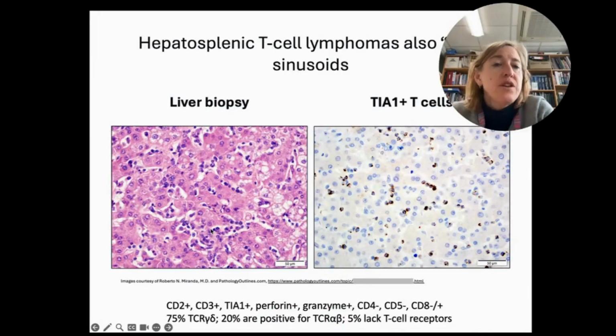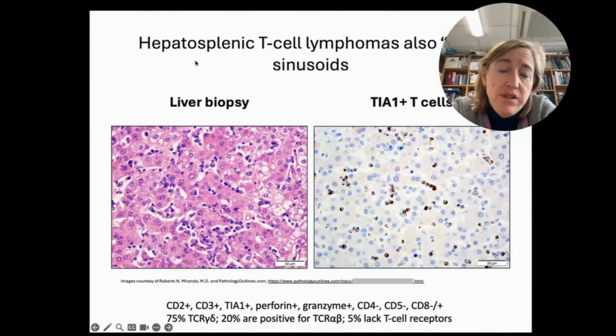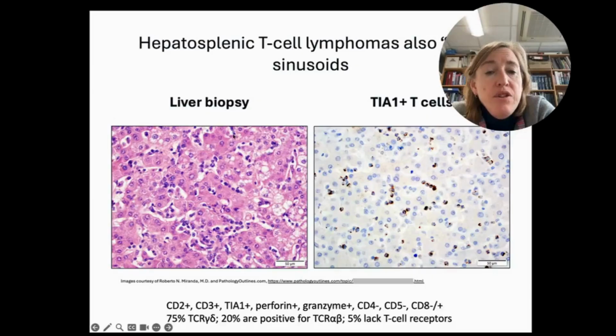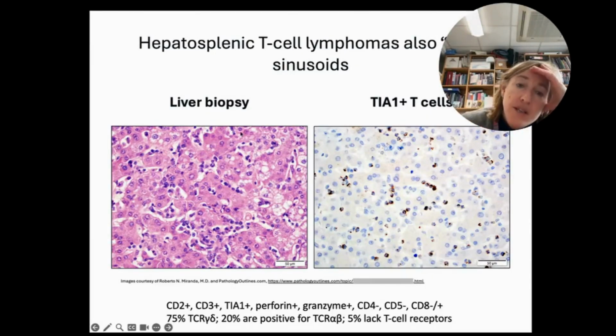And talking of things that like sitting in sinusoids, hepatosplenic T-cell lymphoma also does that, and it tends to circulate in the blood as well. This is an example of hepatosplenic T-cell lymphoma in the liver. And you can see TIA1, which is one of the markers of cytotoxic T cells, is very positive on those cells that are sitting in lines, again, because they're sitting in sinusoids.